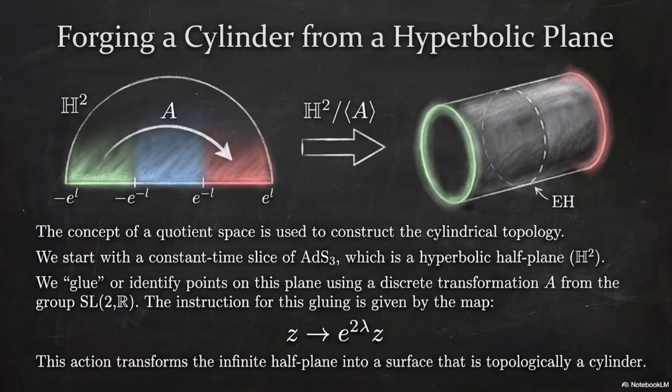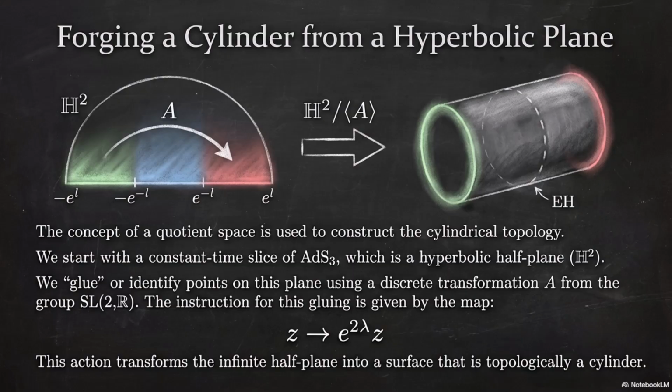We take a discrete transformation from SL to R, we call it A, and we apply it. The map is Z goes to e^(2λZ). In that action, it takes this infinite plane and rolls it up. In essence, yes. It transforms the infinite half-plane into a surface that is topologically a cylinder. And that cylinder becomes the spatial boundary of the black hole we're trying to describe, the BPZ black hole.